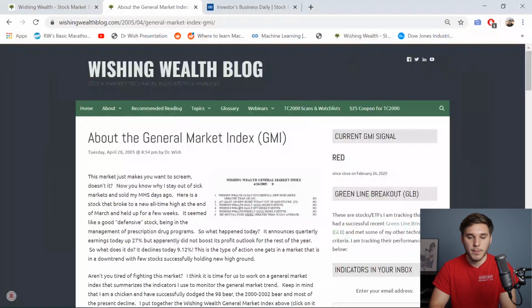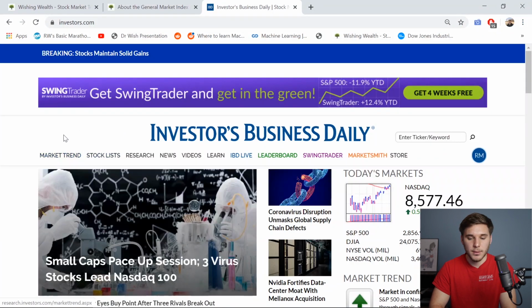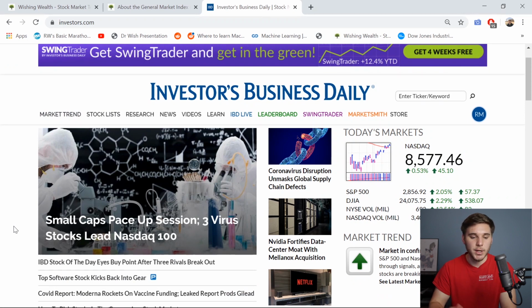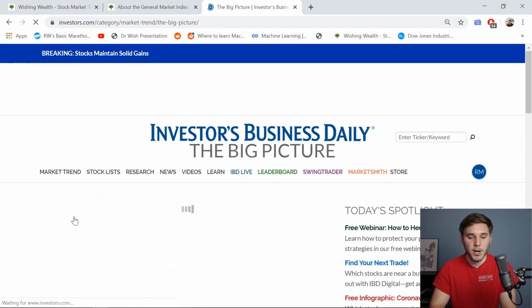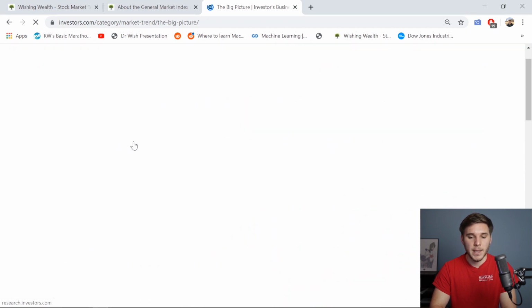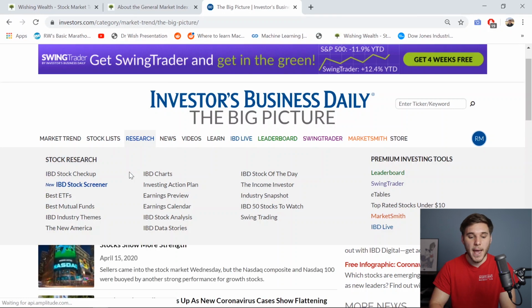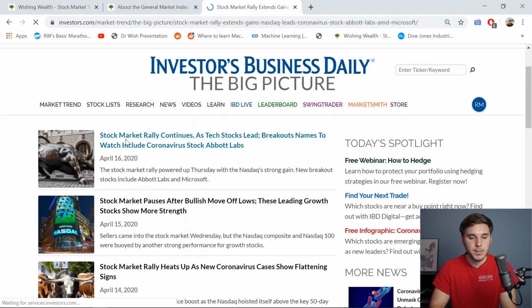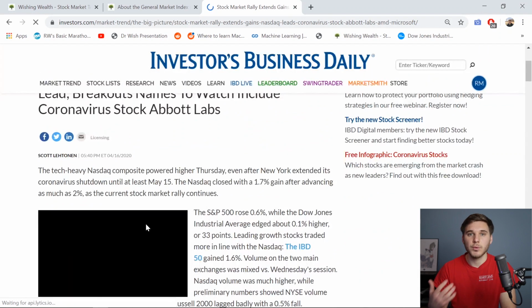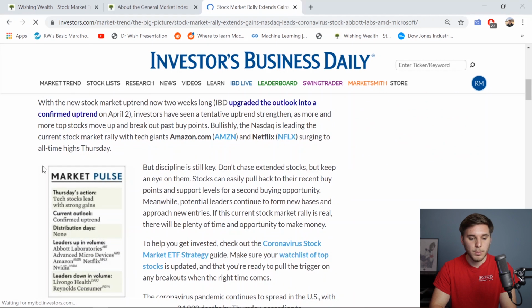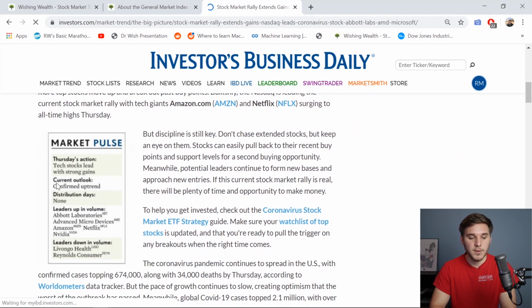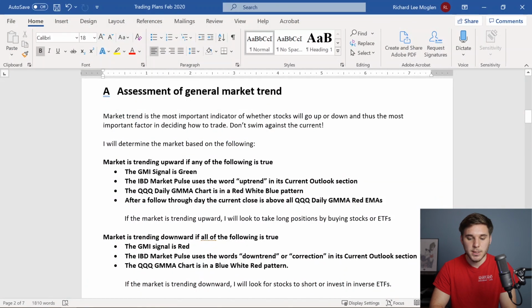So next up, we've got the second criteria for my rules, which is basically checking the IBD Market Pulse. IBD is a great resource for stock traders. And if you go over here to the big picture, which they post every single day, they'll basically summarize everything into one table that determines their overall outlook on the stock market. So I read this every single day. I think it's a great summary of the action throughout the day. And if you go over to the Market Pulse box right here, they'll give their current outlook. And right now we are in a confirmed uptrend, which uses the word uptrend. So I'm okay to be going long based on that criteria.